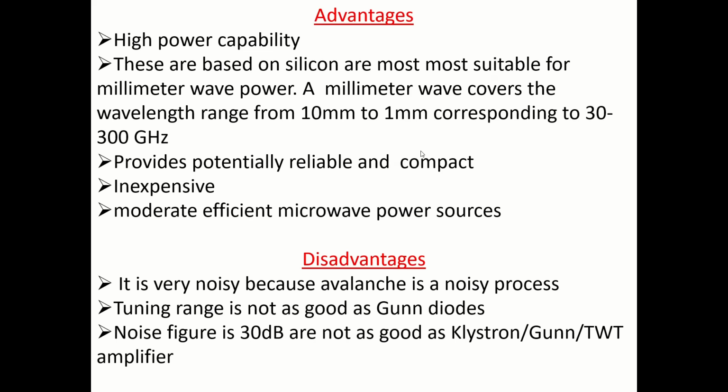Like the advantages, there are some disadvantages of the IMPATT diode. It is very noisy because avalanche is a noisy process. The tuning range is not as good as the Gunn diode, because Gunn diode tuning is up to 3 terahertz. Due to this avalanche noise, the noise figure is 30 dB, not as good as klystron, Gunn, or TWT amplifier. So these are related to the IMPATT diode, the impact ionization transit time diode.